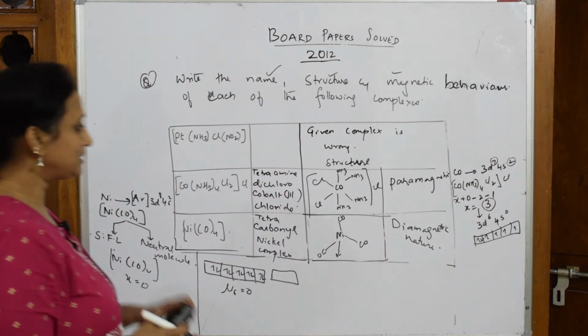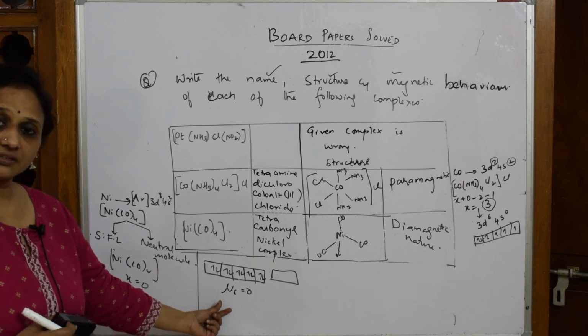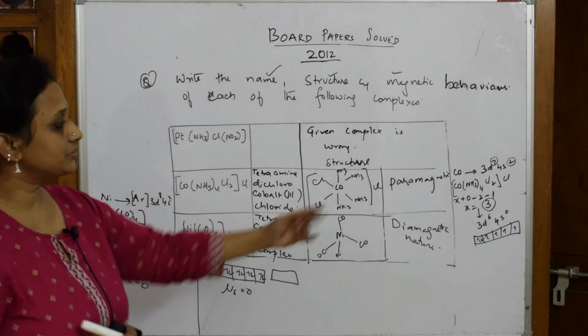That's it. So simple, isn't it? I've written the name, I calculated the oxidation state, I've written the structure, I've seen whether it is a strong field ligand or weak field ligand, and I've written the magnetic behavior.